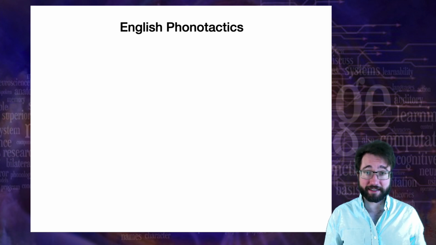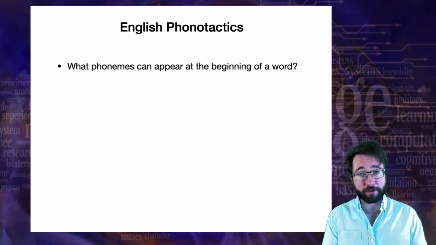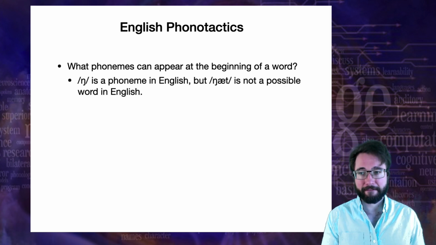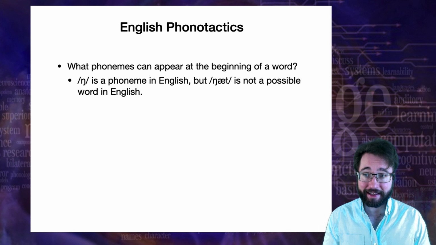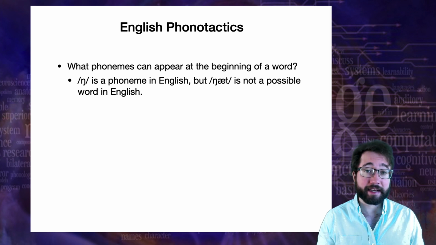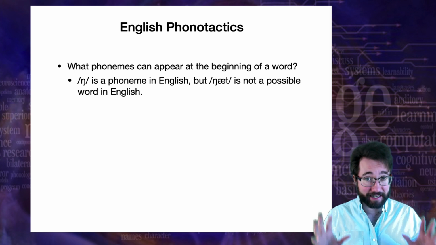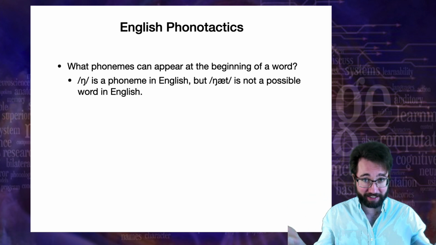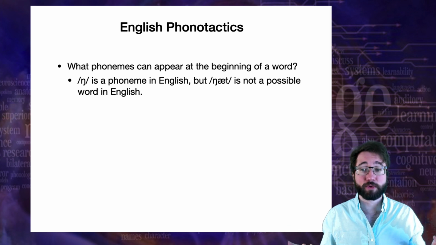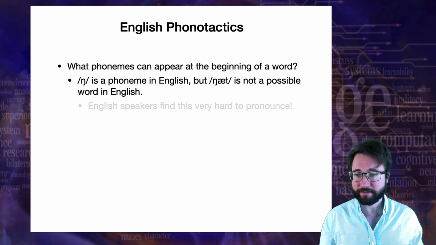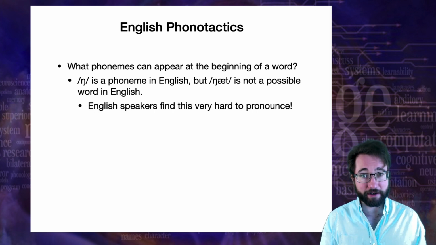So what are English phonotactics like? Here's a question. What phonemes can appear at the beginning of a word in English? What sequences of phonemes can appear? For example, we know that eng, the velar nasal, as in king, is a phoneme in English, but it can't go at the beginning of a word. More specifically, it can't go in the onset of a syllable. So we don't have words like ngat in English. That's not a possible word of English. You wouldn't even know how to spell it, right? So it's not possible that English will acquire a word ngat because English speakers are not really going to be able to even pronounce it. English speakers would find that very hard to produce.